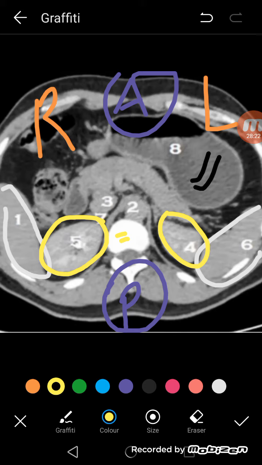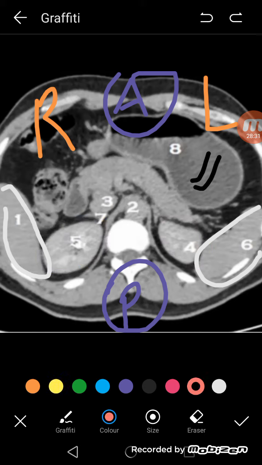Okay, now tell me, what is 7? This little 7 is your adrenal gland on the right side. Now tell me, what is 2 and what is 3? 2 is present a little bit in the central, a little bit towards the left, and 3 is present a little bit towards the right. So obviously 3 will be your IVC and 2 will be your aorta, the abdominal aorta.